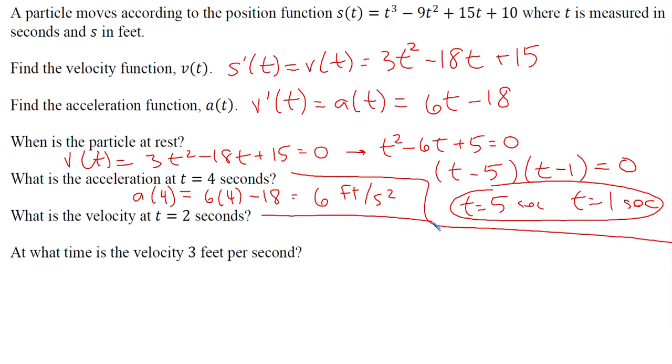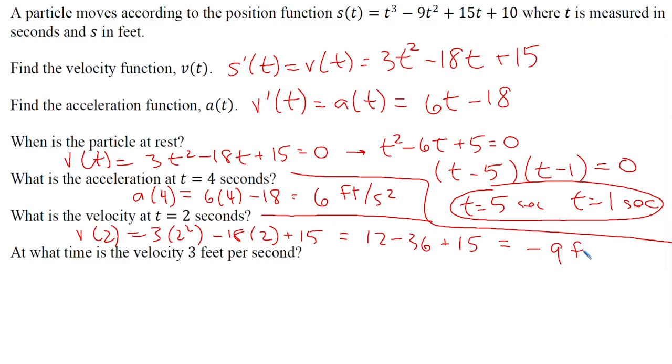To find the velocity at 2 seconds, we'll just evaluate the velocity function at 2. So that'll be v of t, which is 3t squared, so 3 times 2 squared, minus 18 times 2 plus 15. Well, 2 squared is 4, 3 times 4 is 12, so we got 12 minus our 18 times 2, that'll be minus 36, and then plus 15, and if you just do your arithmetic there, you ought to get negative 9, and it's feet per second.